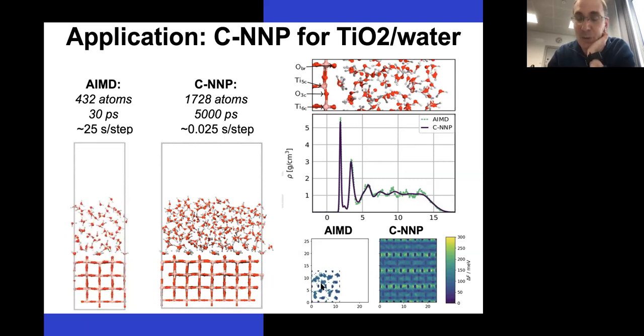If we look at the free energy associated with motion of these molecules across the surface, then if we run our ab initio MD trajectory, we have insufficiently good statistics to say anything about the corrugation of this free energy surface. With the neural network potential, we can now talk about what are the actual free energy barriers for molecules to move across the surface.